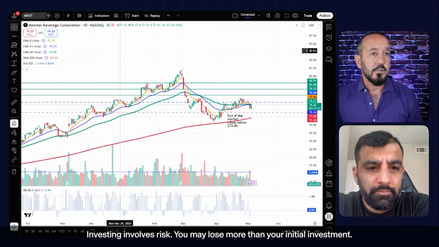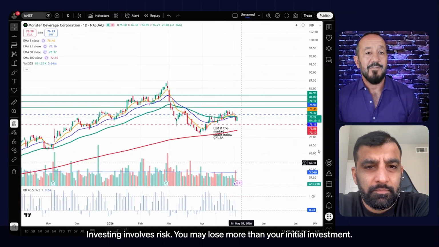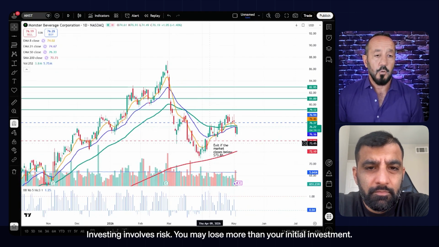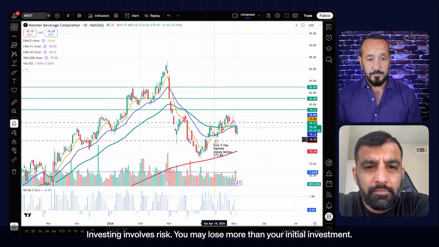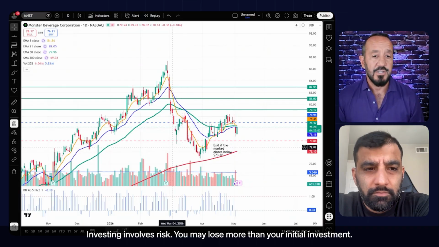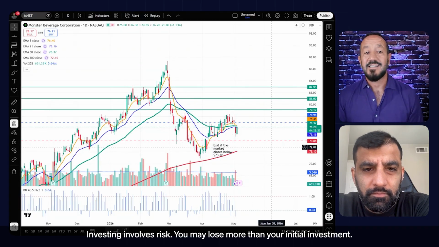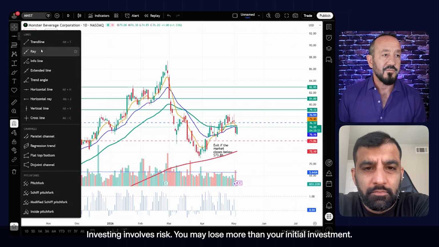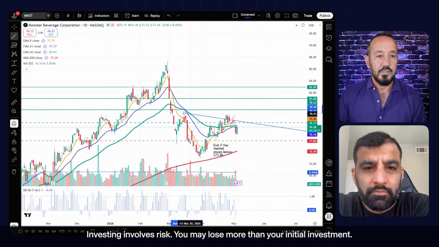So in this particular case on Monster Beverage, we have an inverse head and shoulders. Okay. We've got a shoulder, we've got a head, and we've got a shoulder. Now, as I mentioned, I like it better when the right shoulder is lower on an inverse or higher on a head and shoulders top. Okay. In this case, it's not. So you lose a couple of percentage points of probability on this particular one.